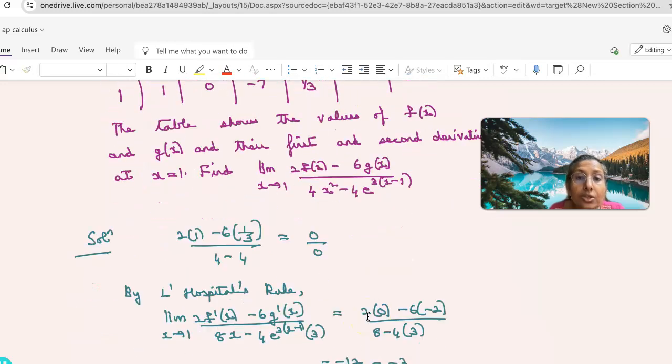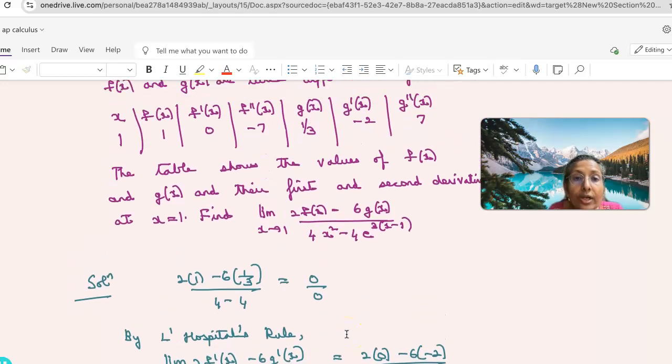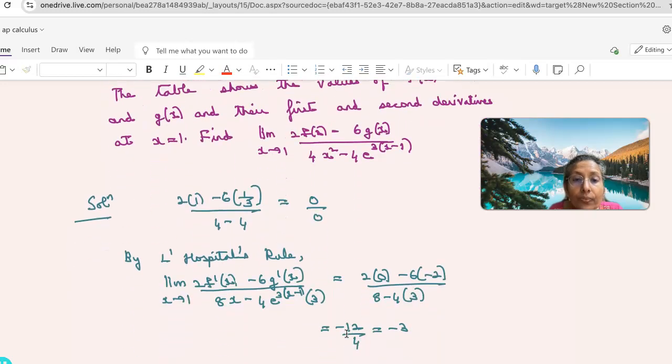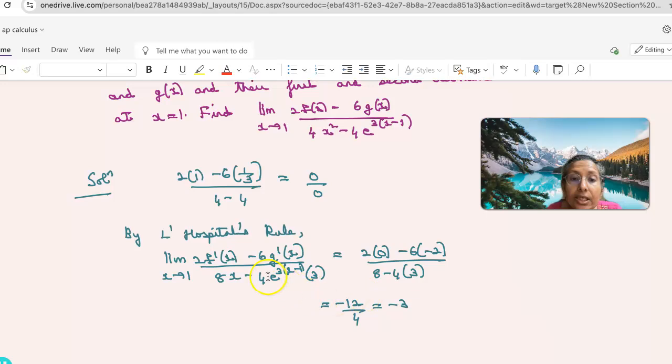So by L'Hopital's rule, this becomes the limit as x tends to 1 of (2f'(x) minus 6g'(x)) by (8x minus 4e raised to 3(x minus 1) into 3). And now when you substitute, f'(1) is 0 and g'(1) is minus 2, and you get 12 by (8 minus 4 into 3), which is 12 by minus 4. So the answer is minus 3.